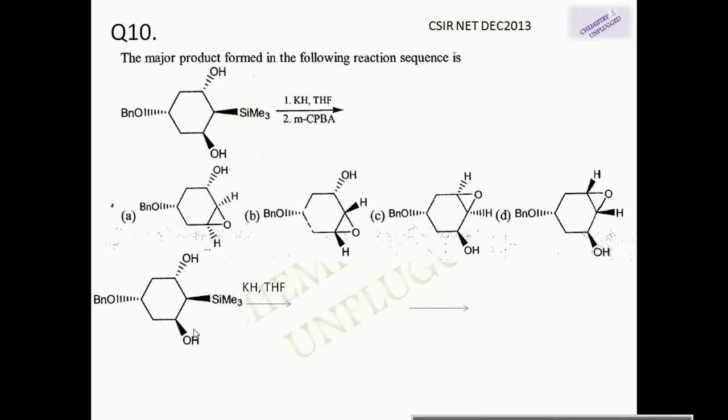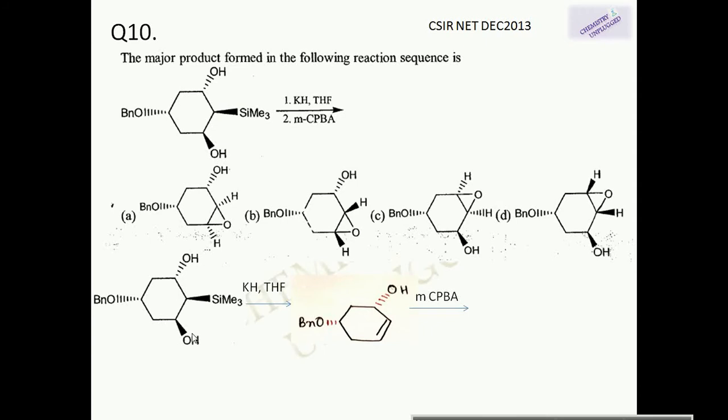It will be removed from this compound and we have one double bond here, and this reaction is highly selective syn elimination. Syn elimination means we can use only this OH group. We cannot use this OH group because it is below the plane and SiMe3 is above the plane. So the OH group and SiMe3 should be on the same side to be removed from the compound. So we have one double bond here.